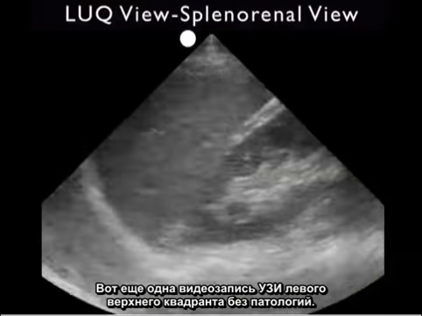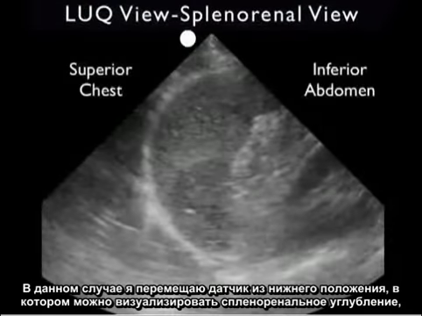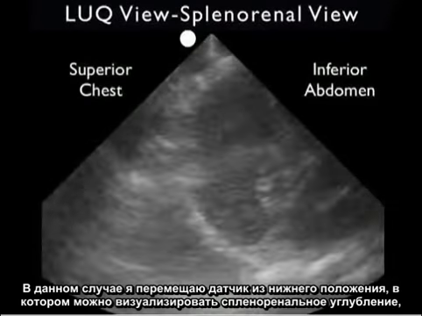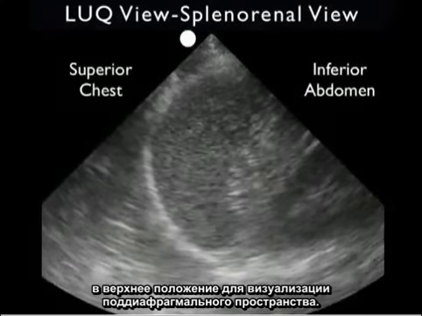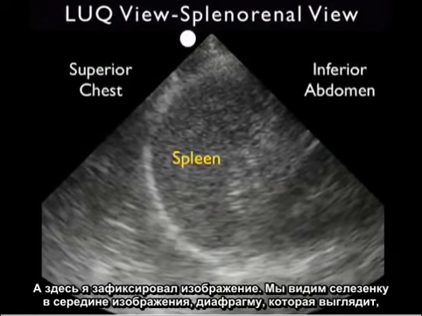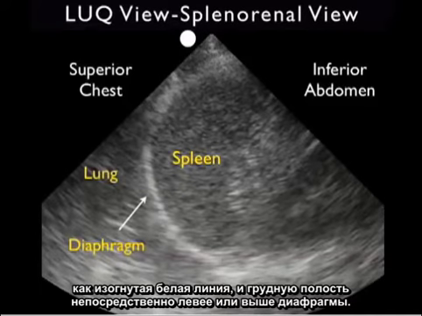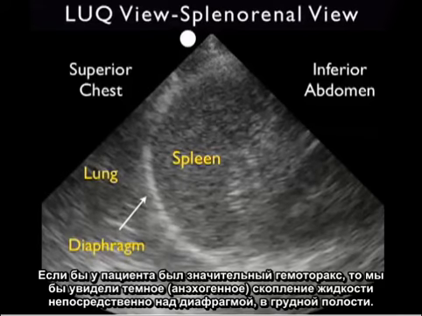Here's another normal video clip taken from the left upper quadrant. In this case, I'm swinging the probe from inferior, looking at the splenorenal interface, to superior, looking at that infradiaphragmatic space. And here as I freeze the image, we see the spleen right in the middle of the image, the curving white line making up the diaphragm, and notice the thoracic cavity as seen just left or superior to the diaphragm. If the patient had a significant hemothorax or fluid collection in the thoracic cavity, that would be represented by a dark or anechoic fluid collection just above the diaphragm in the thoracic cavity.